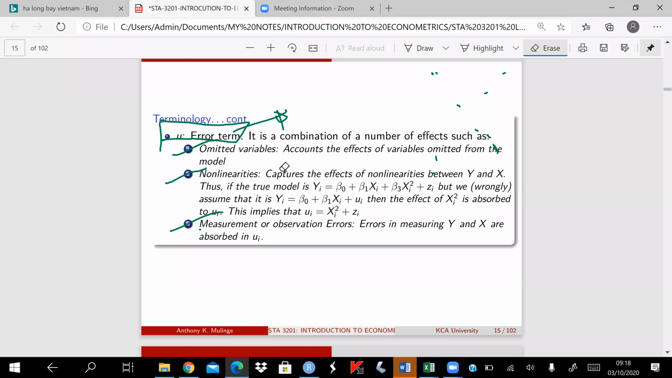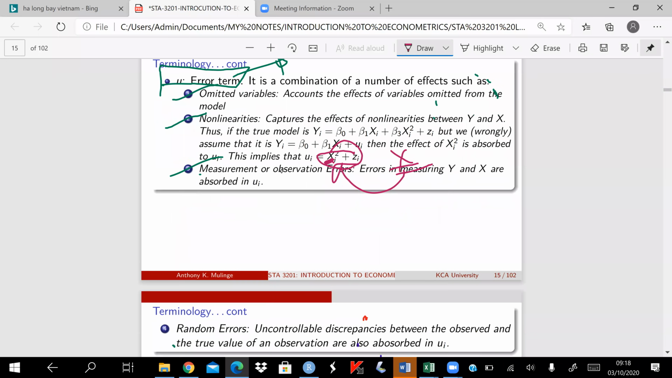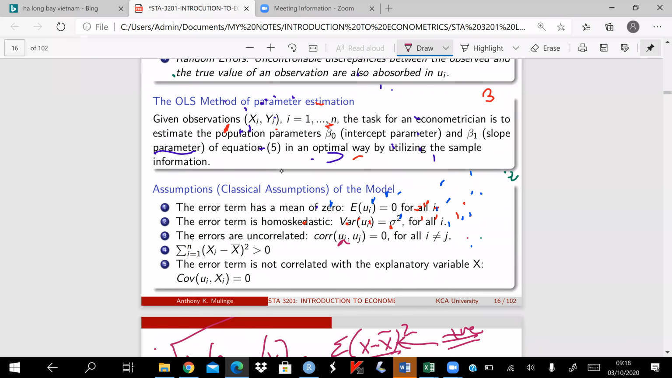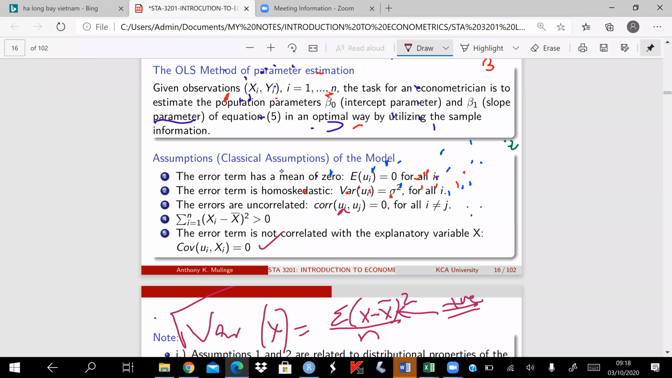If, for instance, this term was omitted in your model, then you may find that your error term here has some relationship with x. That's what we are trying to avoid by having that kind of assumption there. So we're saying that the covariance is equal to 0, because we know correlation. How do you define correlation? Correlation of x and y is given by the covariance of x and y divided by the standard deviation of x multiplied by the standard deviation of y. And this correlation can only be 0 if the numerator is 0.